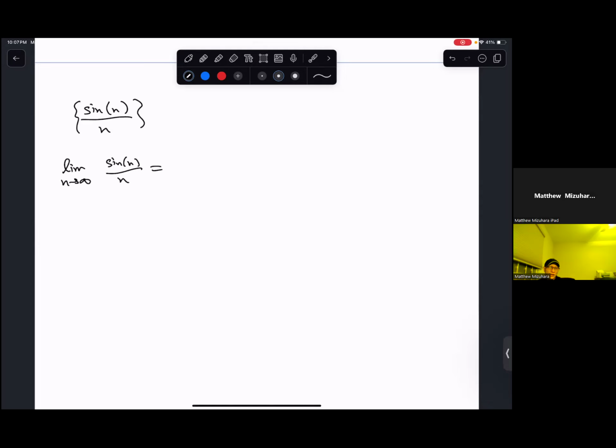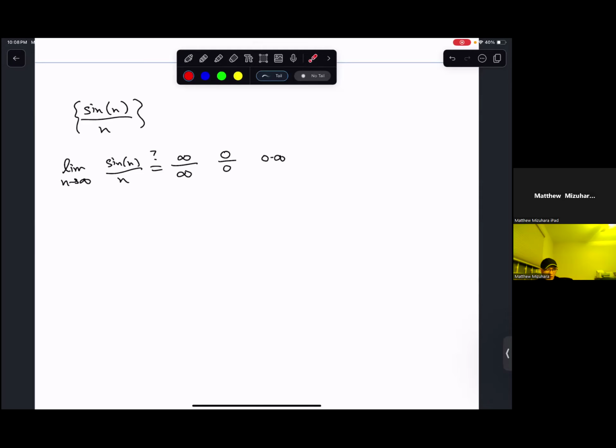Now, a lot of us are going to want to try to use L'Hopital's rule here because you're seeing, oh, fraction of things. But that's not going to work, right? Why not? Well, for me to use L'Hopital's rule, I need to have an indeterminate form, right? 0 over 0, infinity over infinity, 0 times infinity. And guess what? When I try to plug in infinity here, none of these things happen, right?